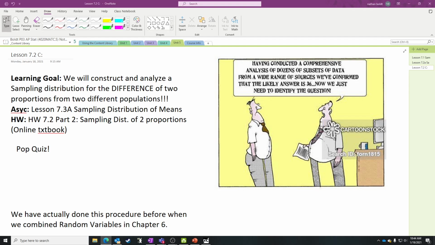Head on over to the Teams quiz there. It should show up underneath assignments. It's for sampling distributions of proportions. Pop quiz, it says there. It's also in the general channel. You can just click right there. Should take you to it. But give you about 10-15 minutes there to try that out. I want to see how we're doing.